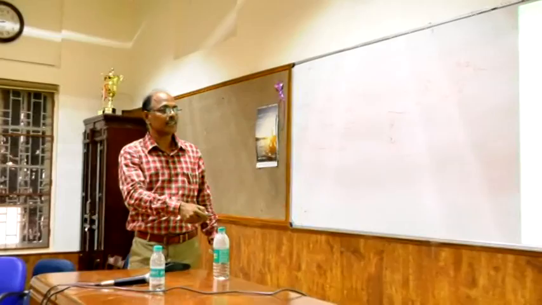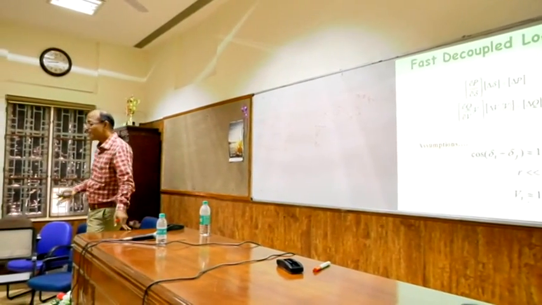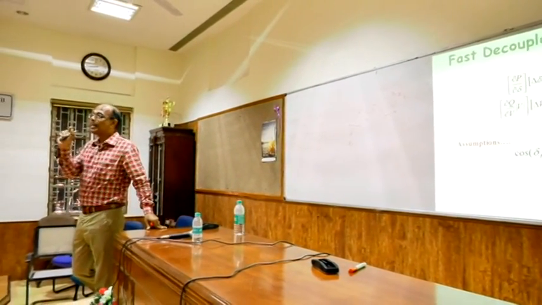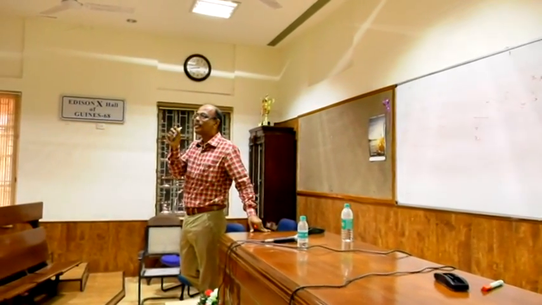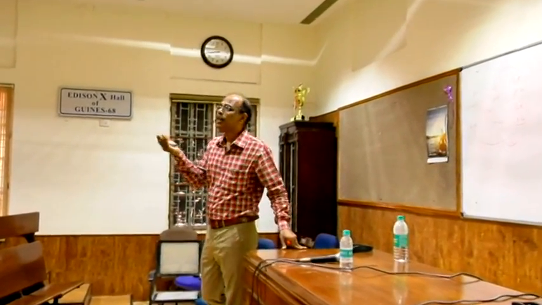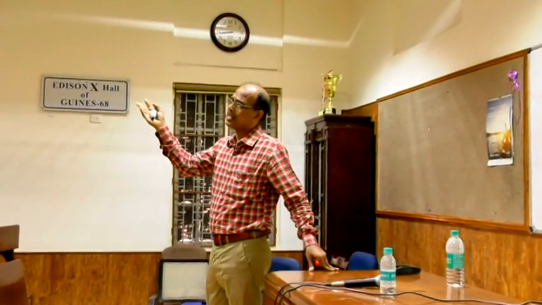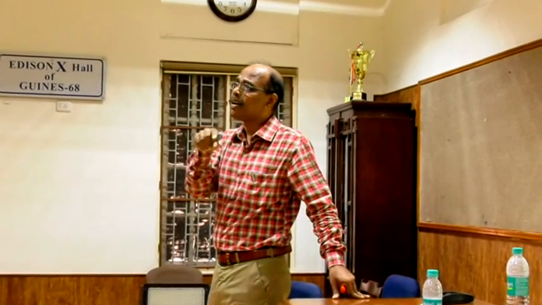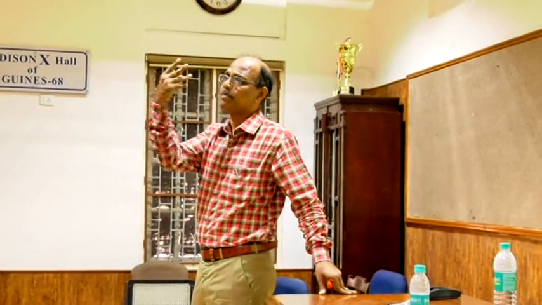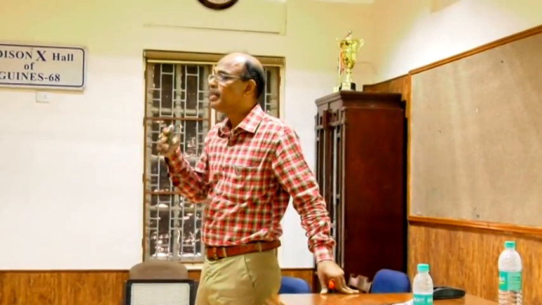Cos(delta i minus delta j) is equal to 1, because if the system is well compensated, the angle difference is very, very small, less than 10 or 20 degrees. Cos of a smaller angle is approximately cos 0, which is equal to 1. With that approximation, the terms containing cos of delta i minus delta j can be replaced by 1. So wherever we have a cos term in the Jacobian matrix, that can be replaced by 1.